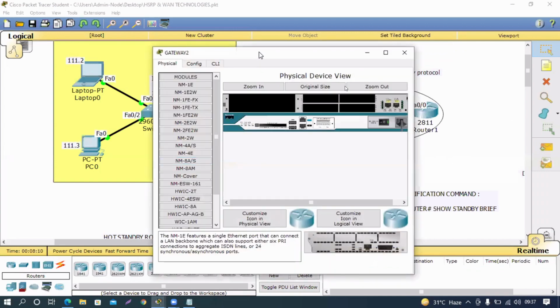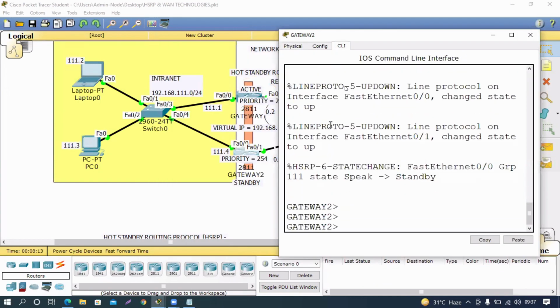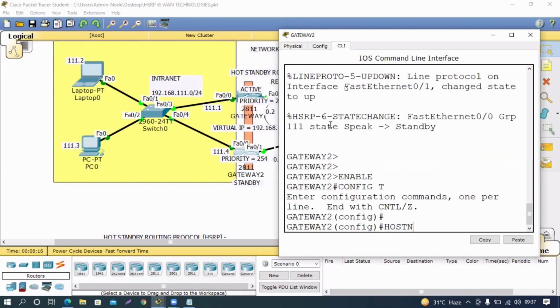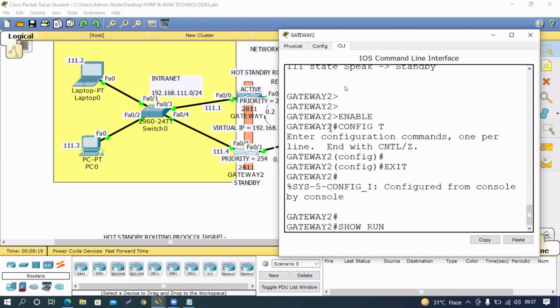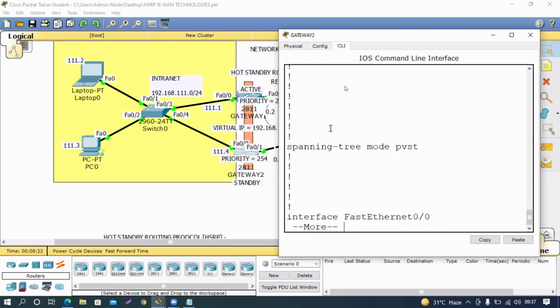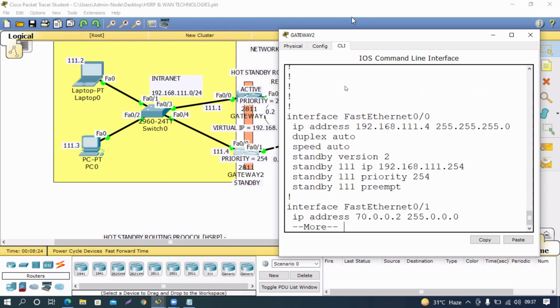Similarly, on gateway 2, show running config. This is also the same set of commands, with some modification. This is again F0/0, this port. We're configuring the IP address, the priority 54, and preempt. So these three commands. Can you see the priority we are giving, 254? Because we want to make this router the standby, right? It is your backup. So the standby router will always have a lower priority than your active router. You can configure this priority yourself with the priority command.